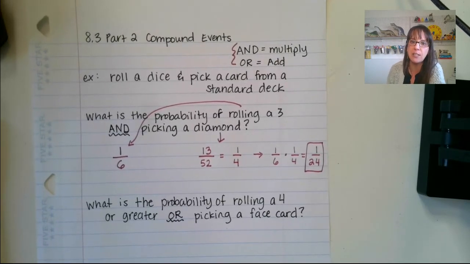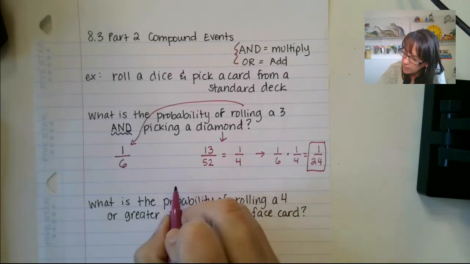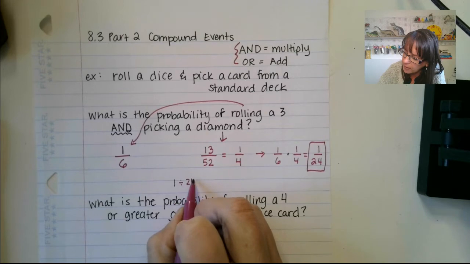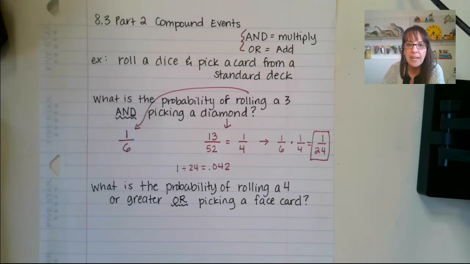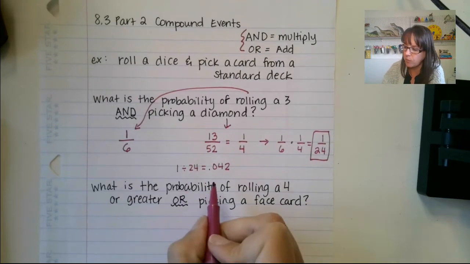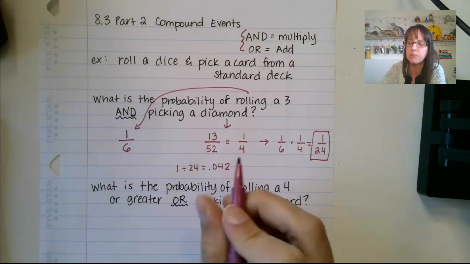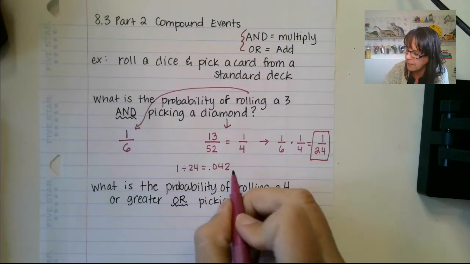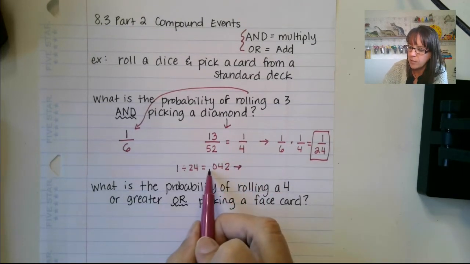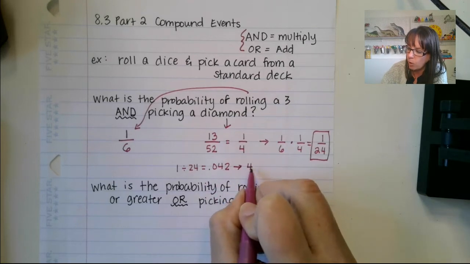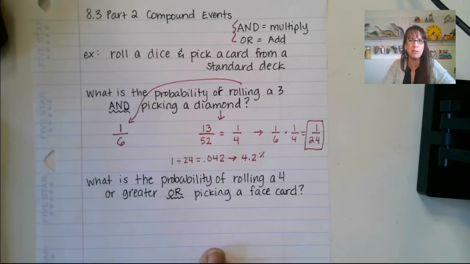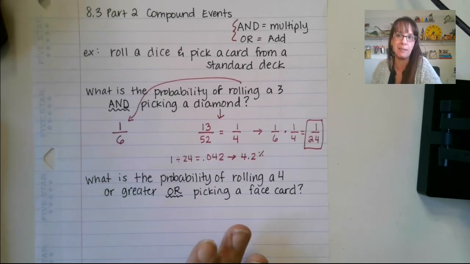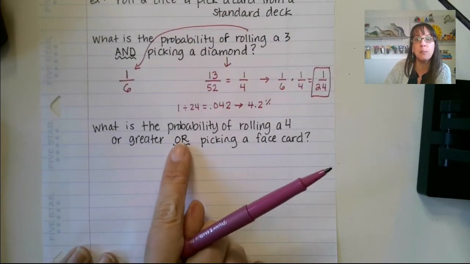If you wanted to turn that into a decimal, we would say 1 divided by 24 gives us 0.042. I'm just rounding there. Now, to turn a decimal into a percent, words are hard today, we're going to move the decimal 2 spots, so we end up with a 4.2% chance of rolling a 3 and picking a diamond. It's not a lot. All right, let's try this again now, this time with an "or."